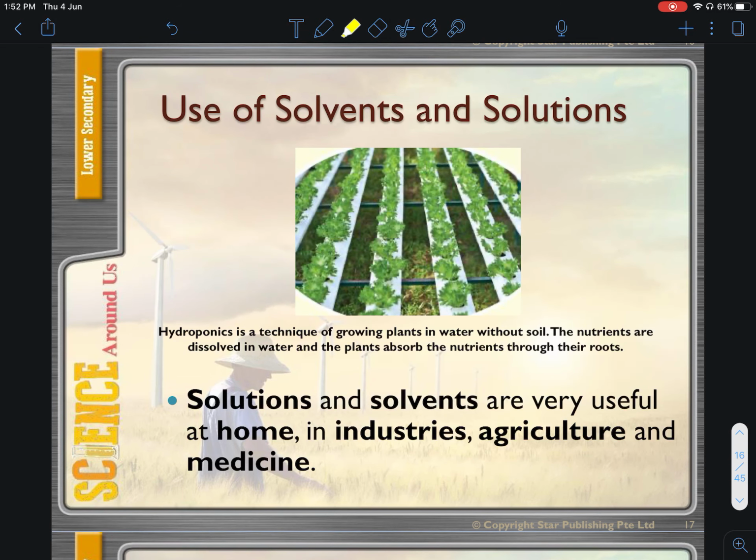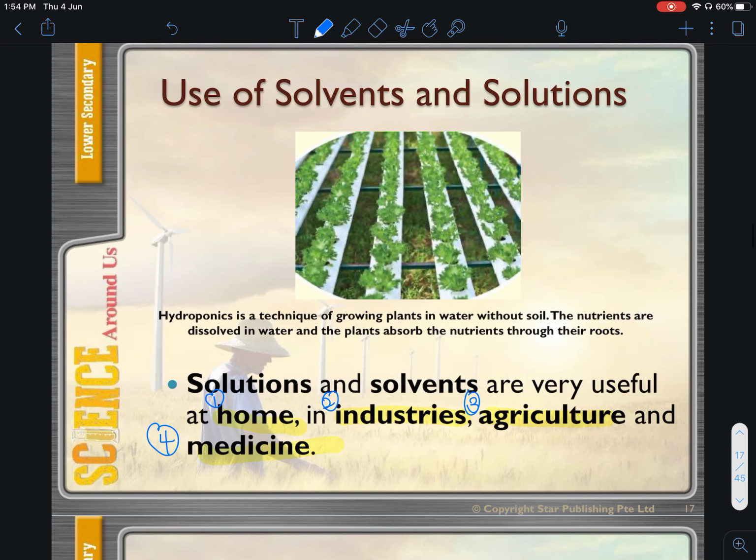So, some uses of solvents and solutions. Solutions and solvents are very useful at home, in industries and in agriculture. These are the areas where you can recognize that most solutions are being used. What are some of these solutions? It can be detergent for washing. It can even be water to cool down your machineries in the industry to bring down the temperature. In agriculture, you can use water to grow your plants, and of course to create medicine.